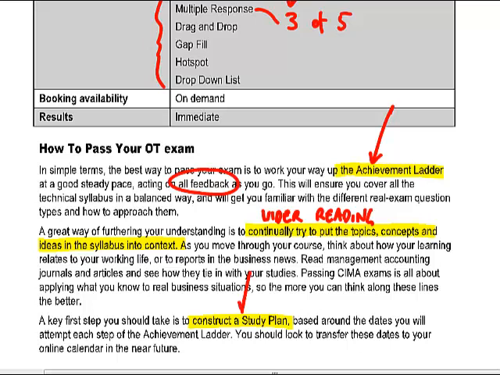So make sure that you've got a good study plan, an effective calendar of events as to how you're going to approach the achievement ladder, and once you've created the plan, do your best to stick to it.